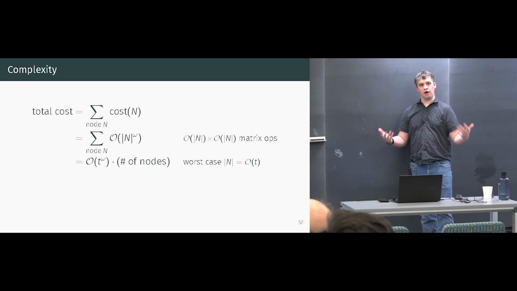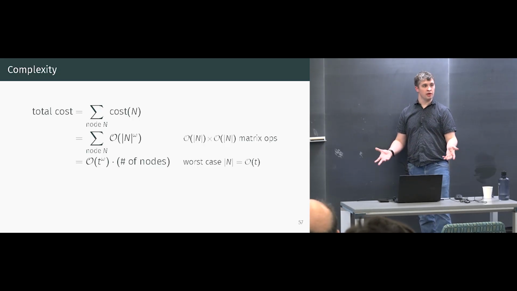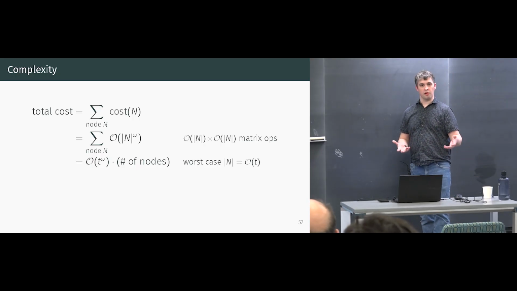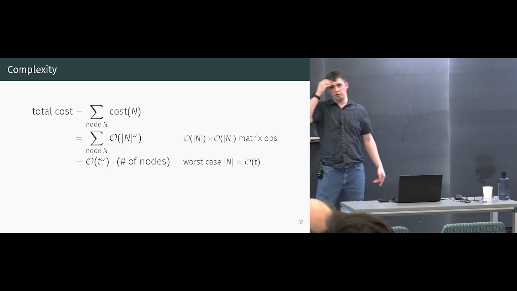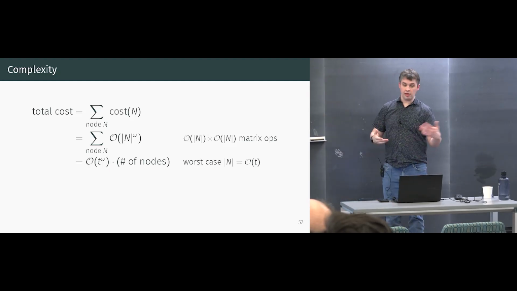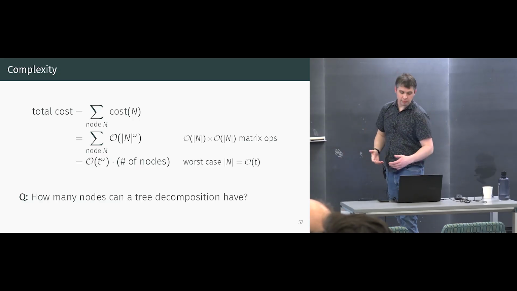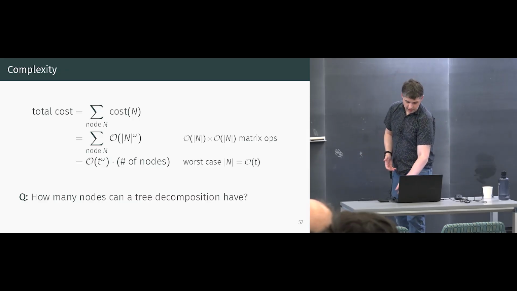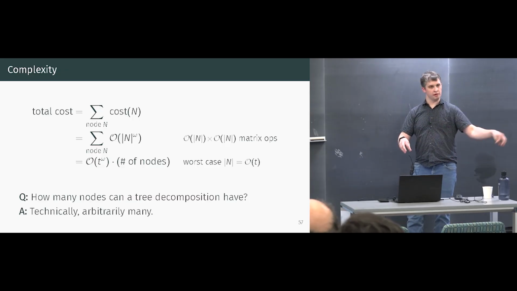So how does that help? Well, if we want to compute the cost of the algorithm, it's just the sum of the cost we pay at every node. And by far the most expensive thing we're doing is solving a linear system. So n to the omega in the size of that node. And if you're pessimistic, you say, okay, all of my nodes could be tree width sized. So then you get t to the omega times the number of nodes. Which brings up a question. How many nodes can a tree decomposition have? Well, unfortunately, technically, arbitrarily many. You can make really silly tree decompositions where a node is repeated over and over again.